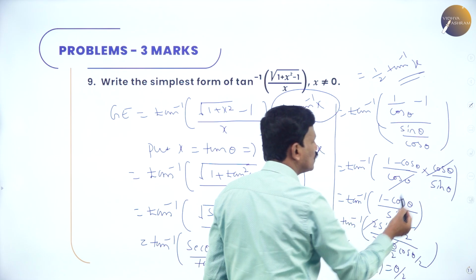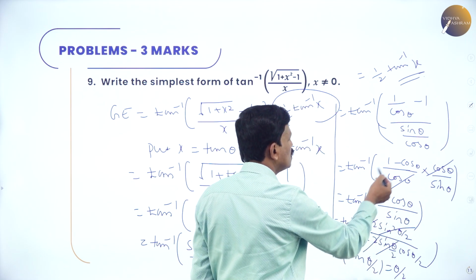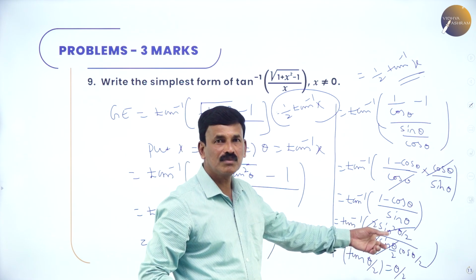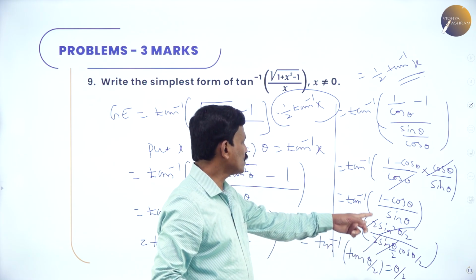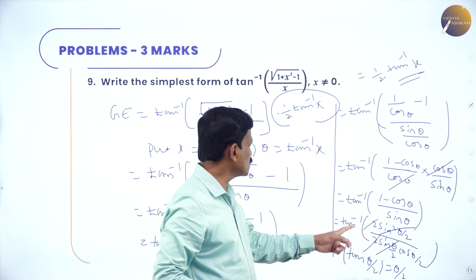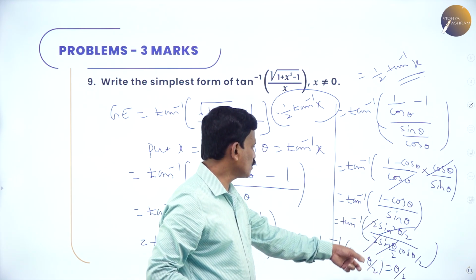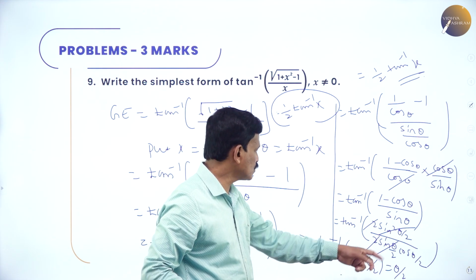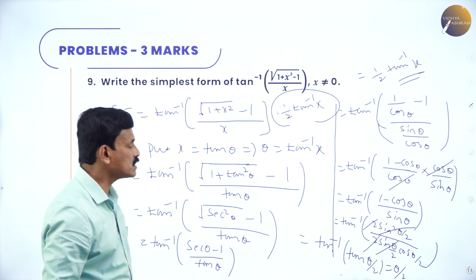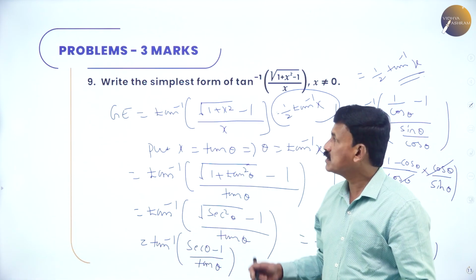So cos theta divided by sin theta. Cos and cos get cancelled: 1 minus cos theta by sin theta. For 1 minus cos theta, the half angle formula is 2 sin square theta by 2. For sin theta, it is 2 sin theta by 2 cos theta by 2. 2 and 2 cancel, one sin and sin get cancelled. Tan inverse of sin by cos is tan. Tan inverse is equal to theta by 2. So half of tan inverse of x is the simplest form for the given trigonometric expression.